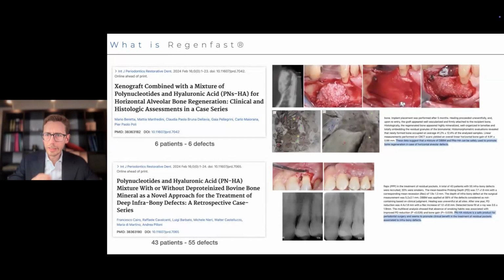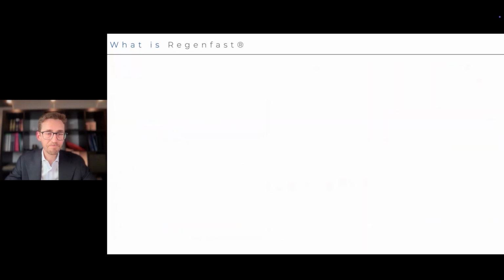Where we see an interesting effect is in a closed environment, both in bone augmentation procedures and in the periodontal regeneration model. Both the reports from Professor Mario Beretta and from Professor Francesco Cairo show promising results in terms of new bone formation in bone augmentation procedures, with very promising findings in terms of graft revascularization. And at the same time, in the periodontal regeneration model, we have promising results when we apply a mixture of polynucleotides and hyaluronic acid in reconstructive intervention around teeth affected by intrabony defects.